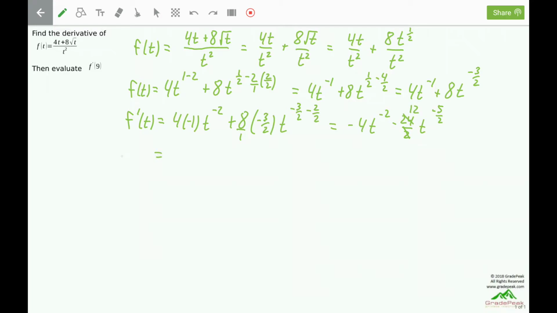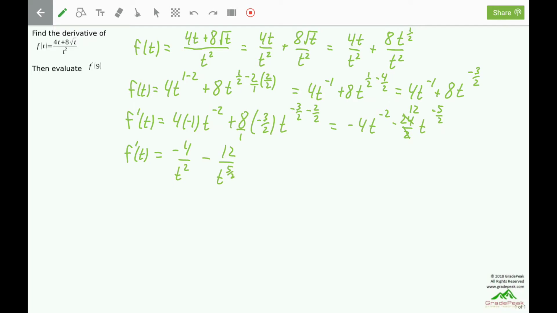I'm now going to rewrite by moving the negative exponents to the denominator so they can be called a positive exponent. Negative 4, don't move that, but t to the negative 2 will be t to the positive 2 in the denominator. Minus 12, don't move that, but t to the negative 5/2 will be t to the positive 5/2 in the denominator. There's our f prime of t.